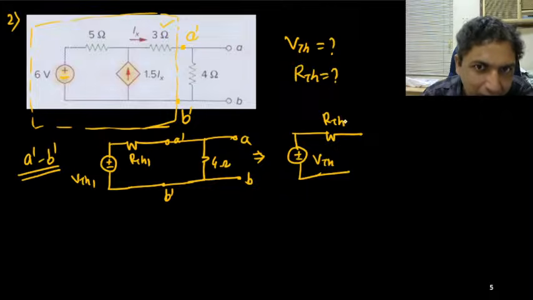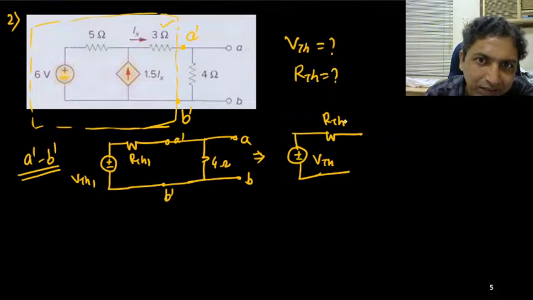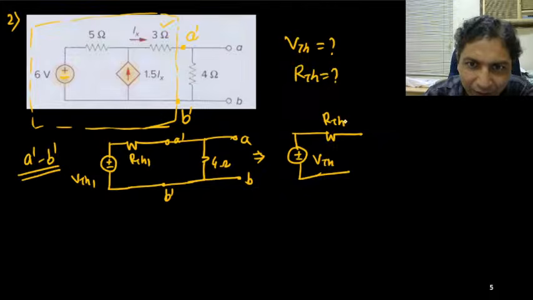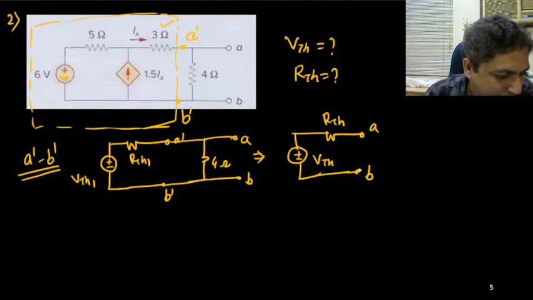Are you following me? What I am doing? I am considering one sub network, that is A prime and B prime node. With respect to this one, I want to calculate Thevenin voltage and Thevenin resistance, and then I replace that thing in the network. I will add 4 ohm. Again I recalculate the Thevenin voltage and Thevenin resistance for this node A and B. Okay.